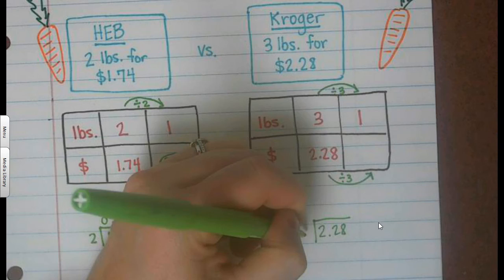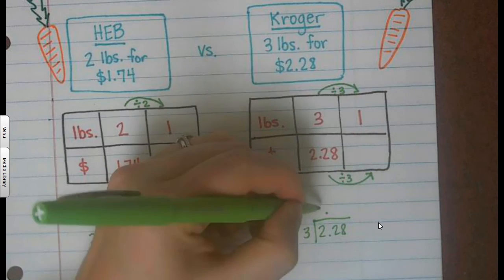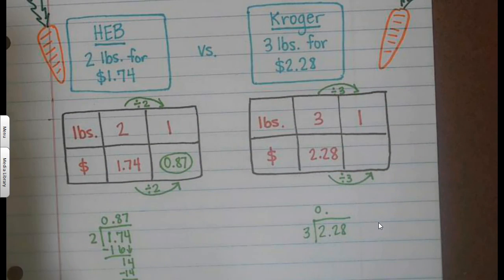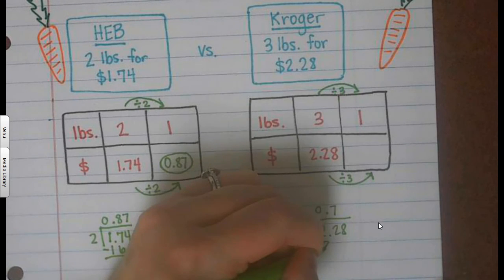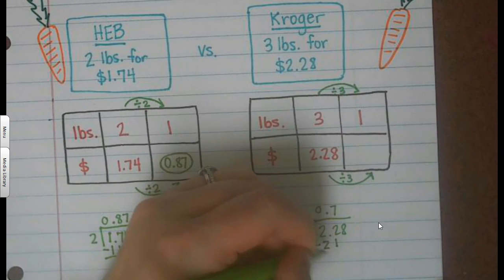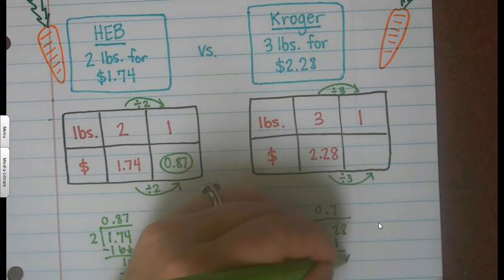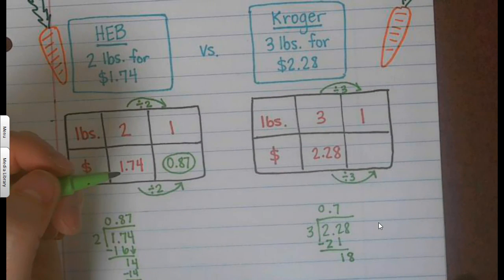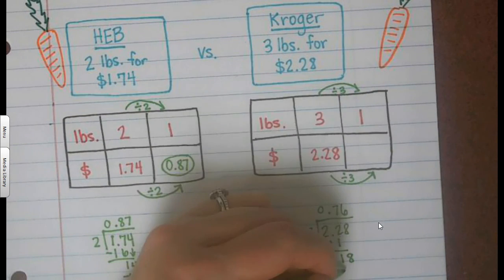$2.28 divided by 3. 3 does not go into 2, but it does go into 22 7 times, which is 21. I subtract, I bring down, I get 18. It goes into 18 6 times.